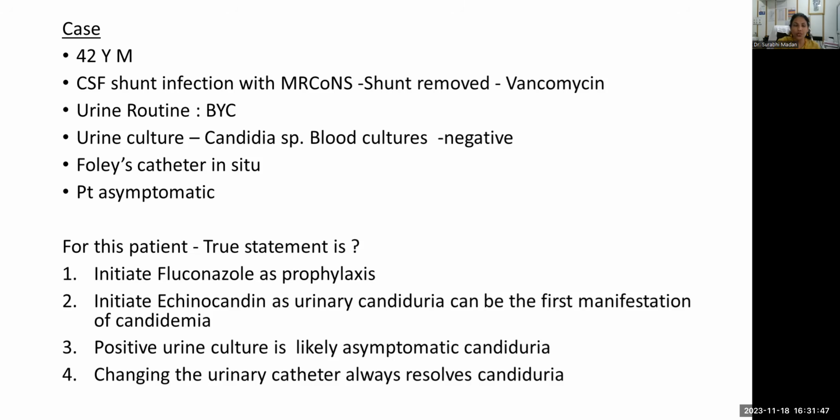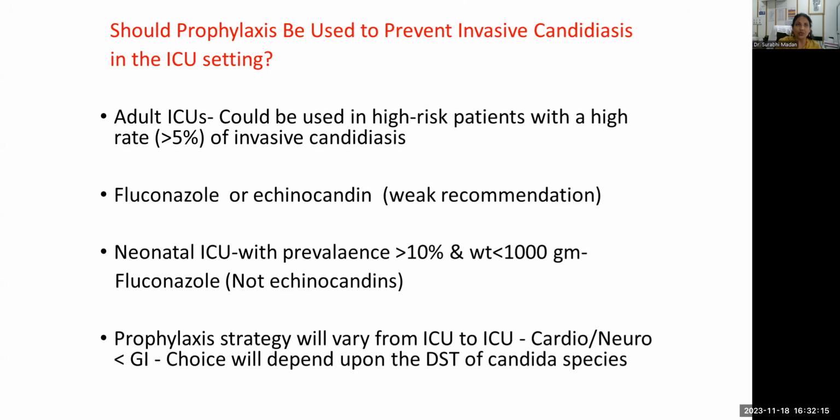What is true? Should we initiate fluconazole as prophylaxis, as he is a high-risk patient and he seems to be colonized with Candida, at least, if not infected? Should we initiate an echinocandin as urinary candiduria may be the first manifestation of candidemia? Or is the positive urine culture likely asymptomatic candiduria in this patient, and does changing the urinary catheter always resolve candiduria? So let's see what is the answer to this question.